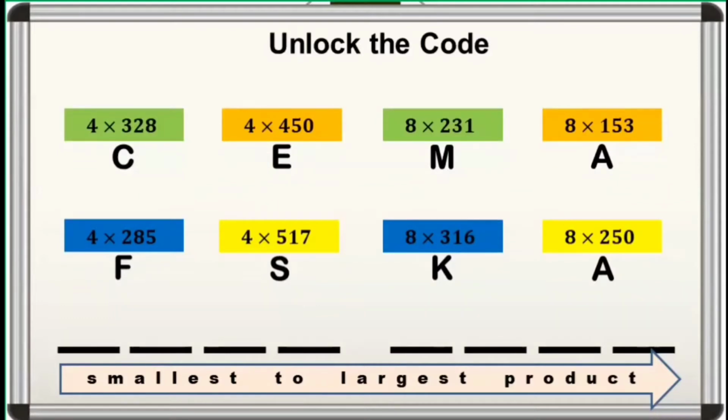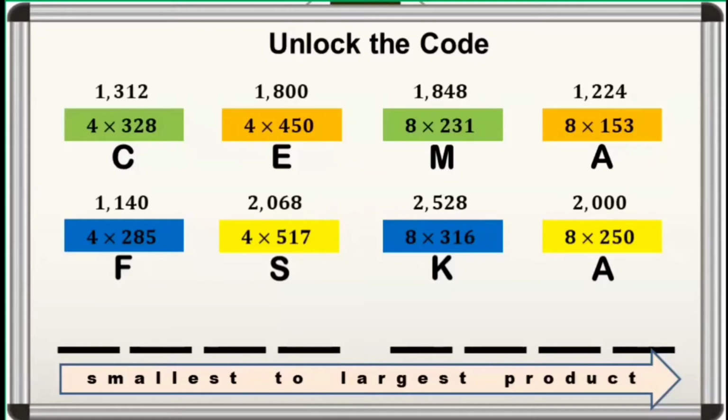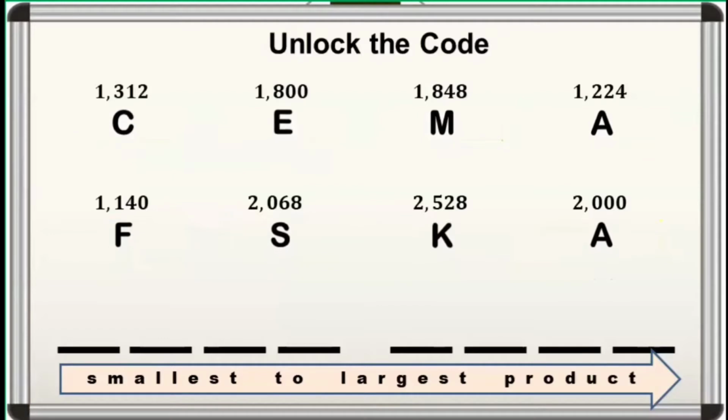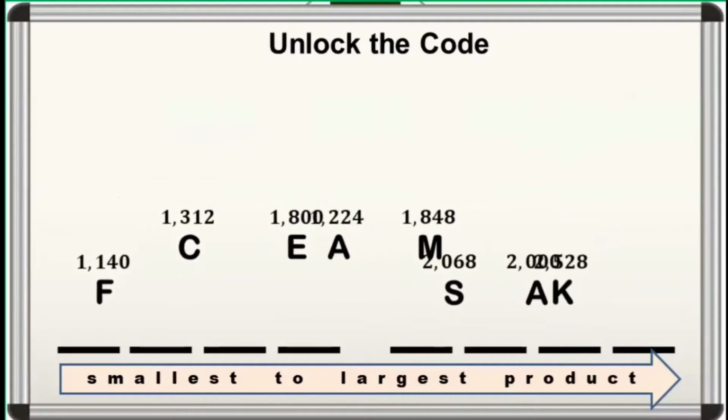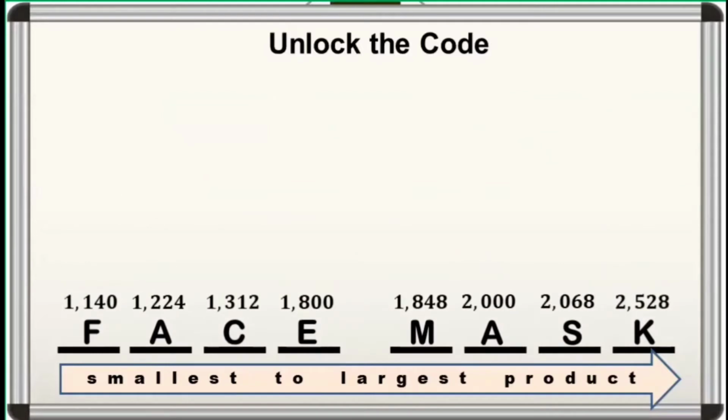This time, I will show the answers to our activity. I'm sure that you also got the same answers. With that, we can now arrange the products to unlock our mystery item. Great job! Our mystery item is face mask.